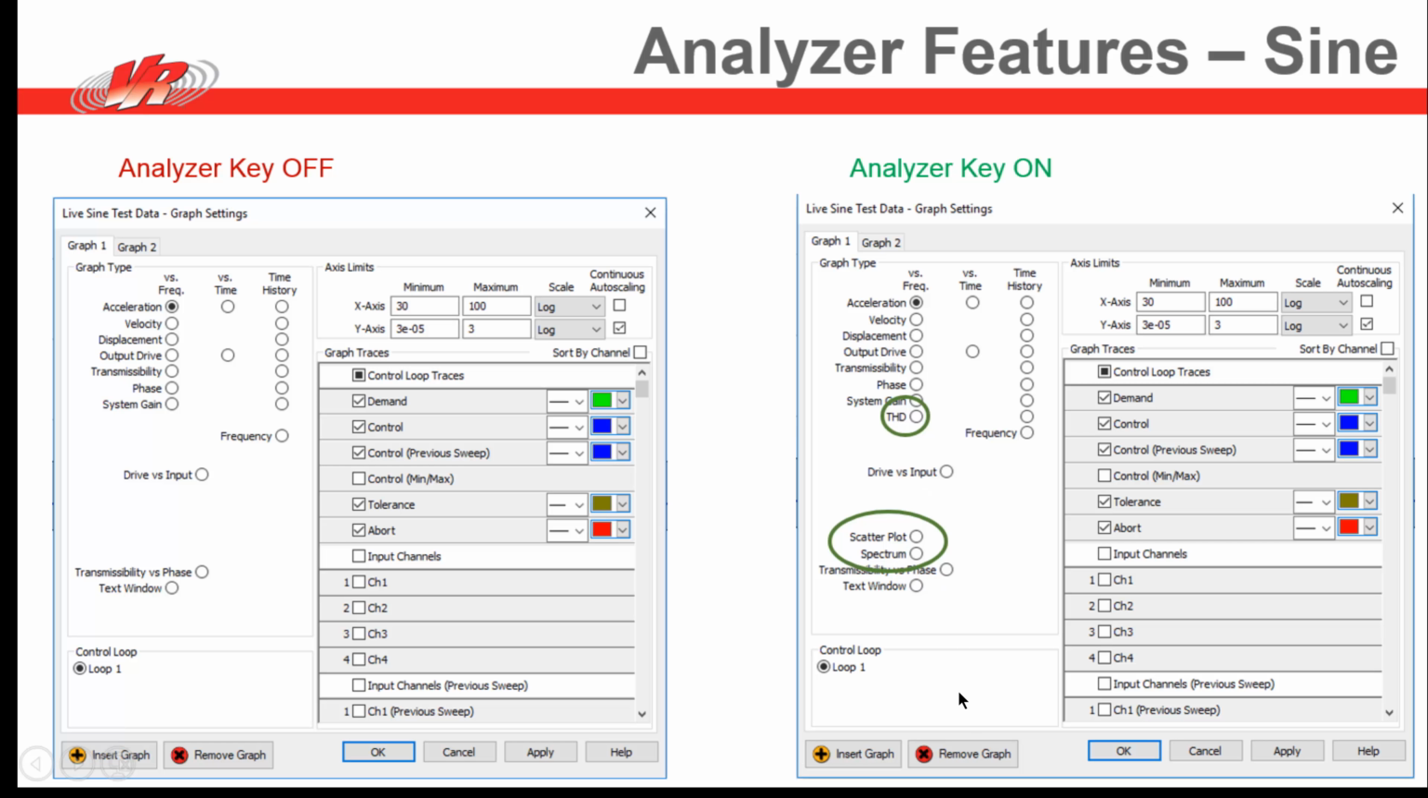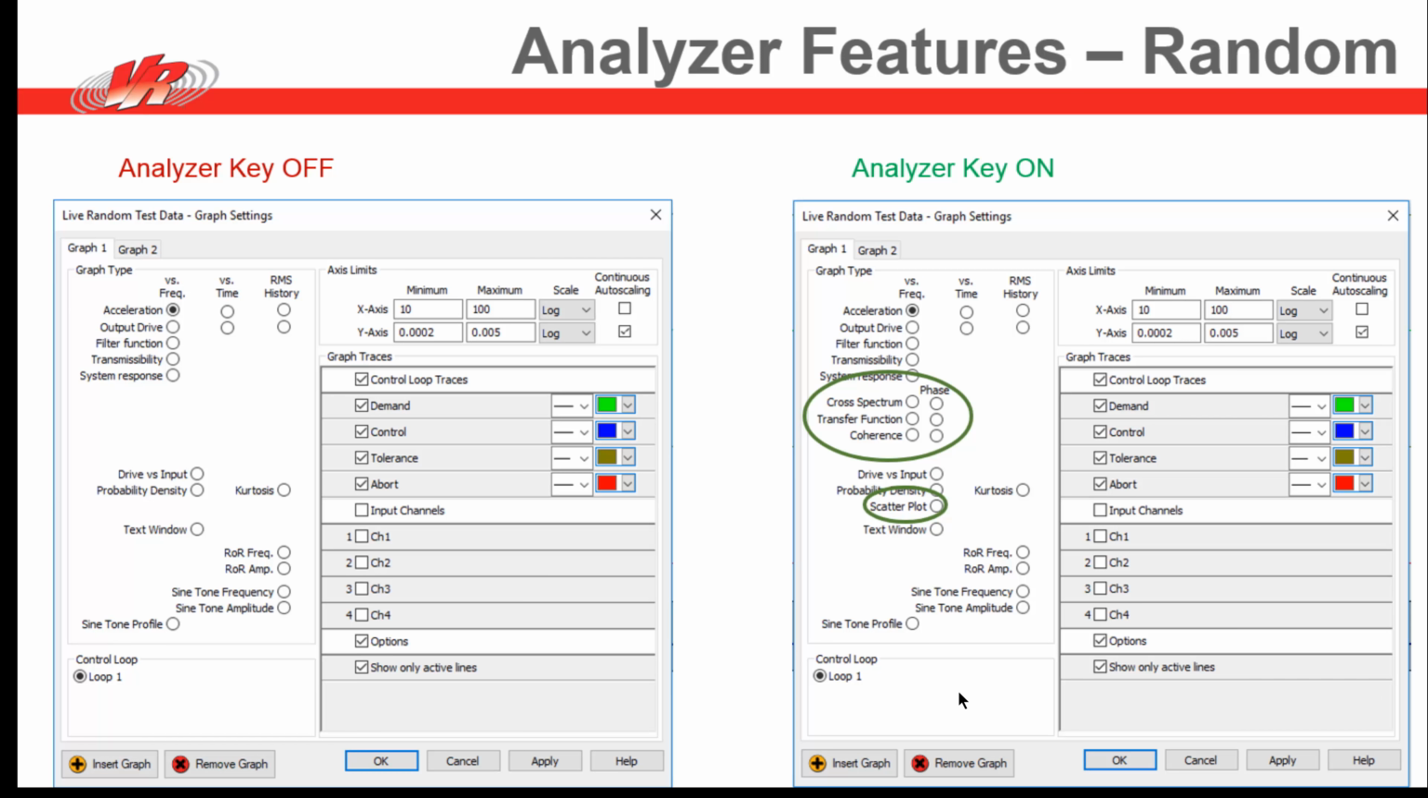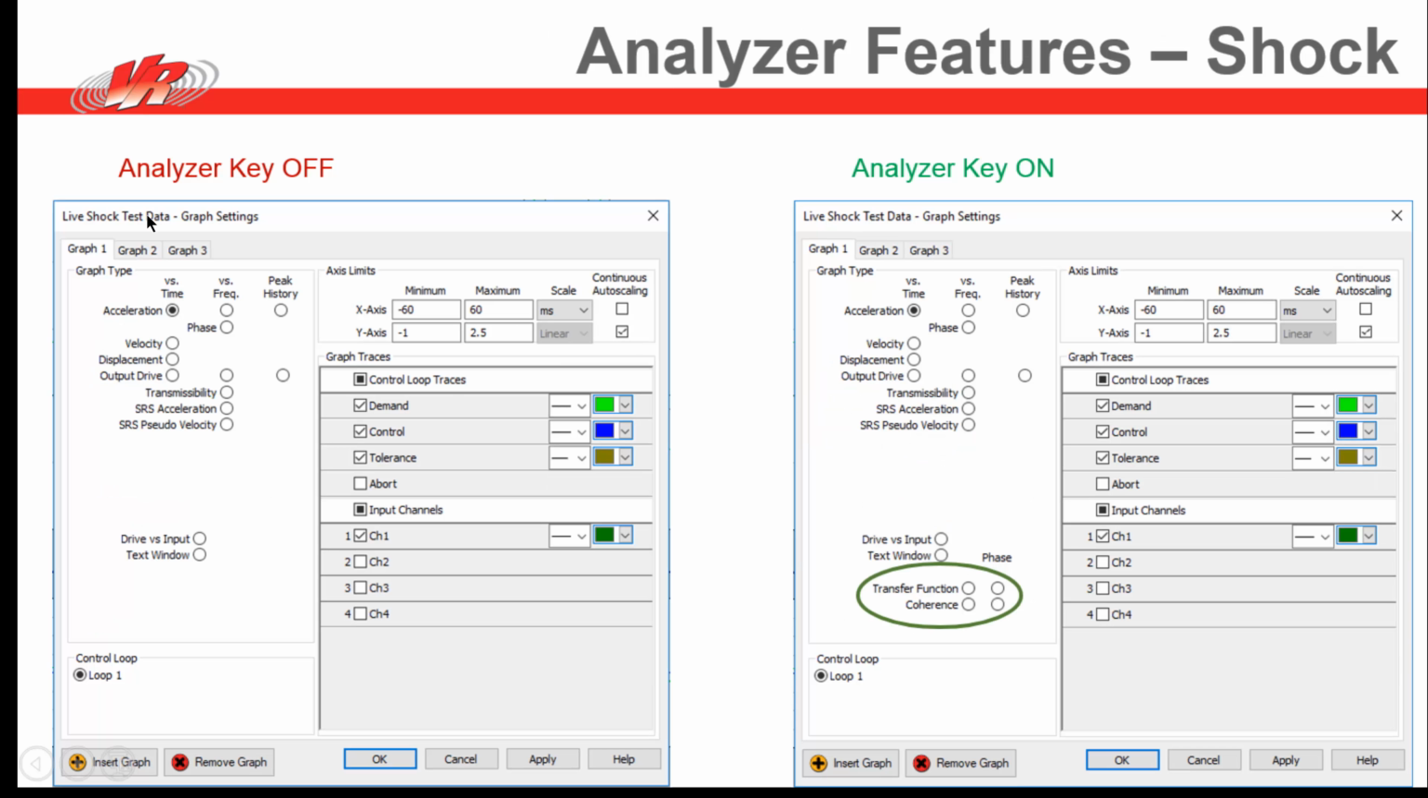That's in sine. In random, when the analyzer key is on, you get three other unique graphs: the cross spectrum plots, the transfer function, and the coherence plots. And our goal today is to talk about those four graphs: the THD in sine, and the cross spectrum, transfer function, and coherence plots in the random test settings. The analyzer features are also available in Shock, and they would be seen here as the transfer function and the coherence plots.